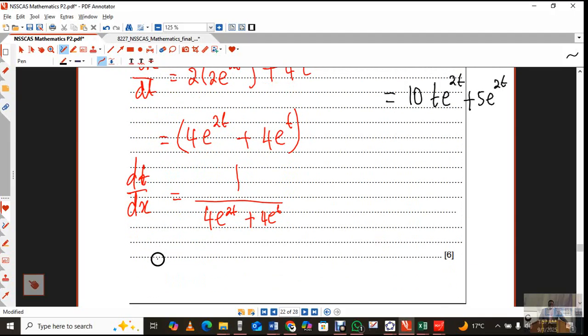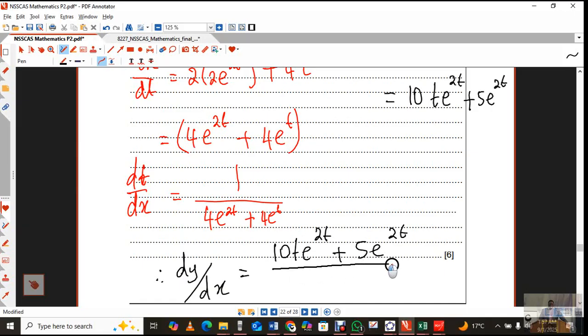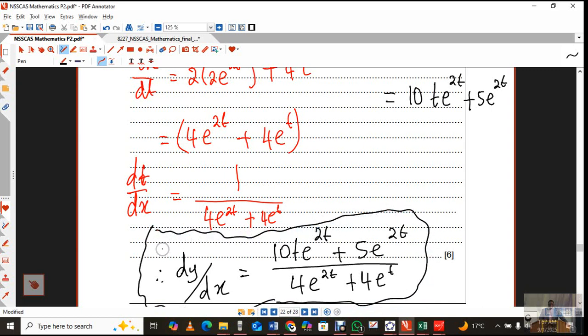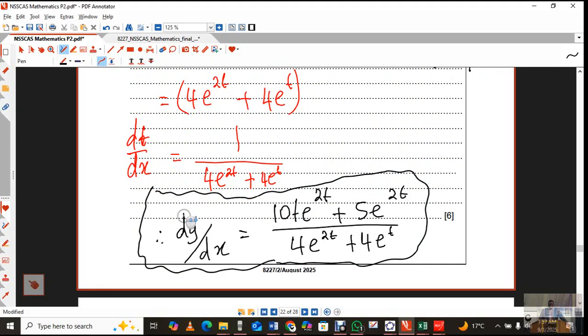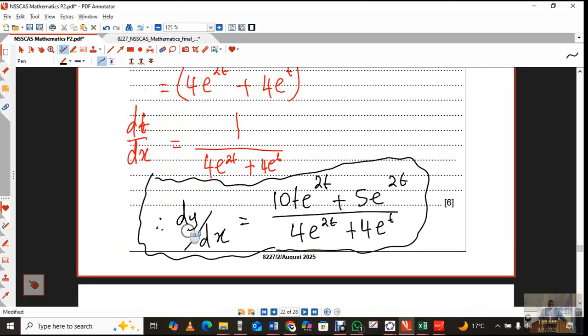Therefore dy/dx is going to be 10t e to the 2t plus 5e to the 2t all over 4e to the 2t plus 4e to the t. I think we can just leave it there. We have it. Of course, you can clean it up further and so on.